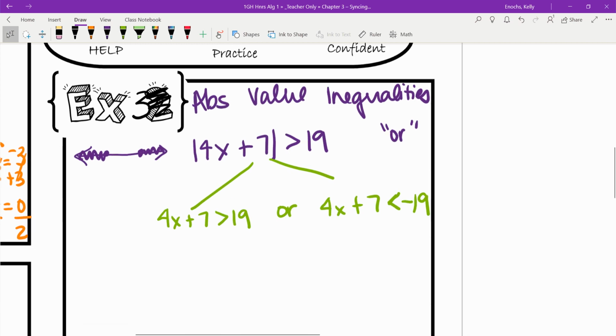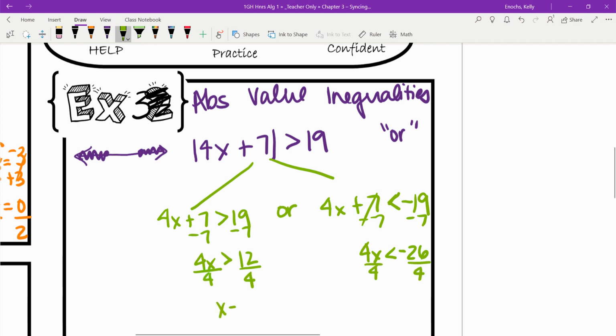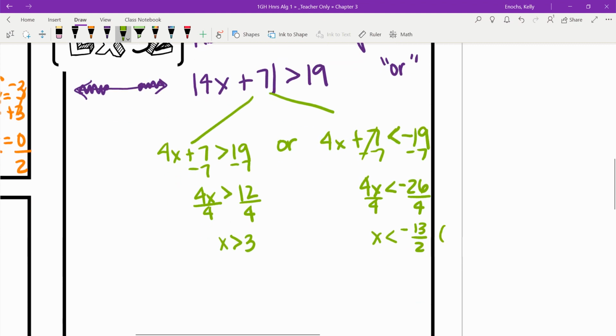For both of these problems, we're going to do the same solution steps. So we're going to subtract 7 on both sides. Oops, here and here too. Here I'm going to get 12, and then here I'm going to get negative 26. Divide by 4. And here I get 3. Oops, wrong sign. Greater than. Notice I divided by a positive number, so no need to switch. And then here I'm going to have negative 13 halves, or if you prefer 6.5, that's fine too. Remember, it's a negative sign though.